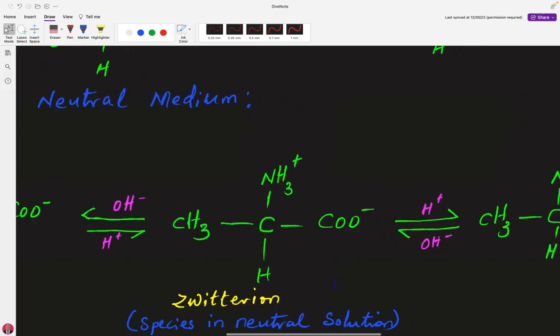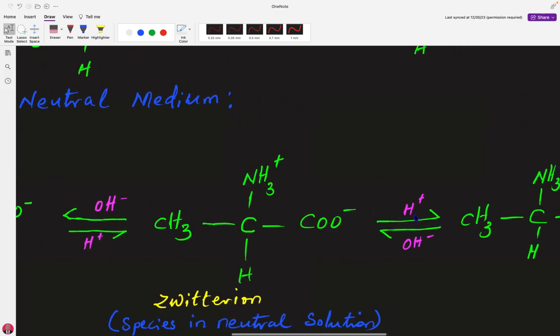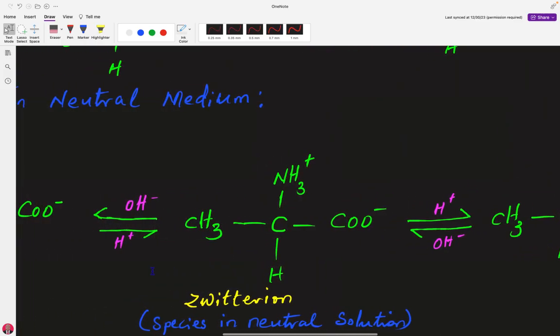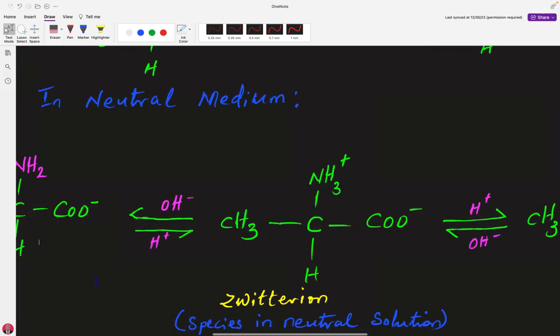Now, in a neutral medium, we have both acid and we have both bases. So in this case, on adding the acid, what happens? This is formed. And on adding the base, what is formed? This is formed. On the other acid, this is formed, just like that. And what would be the structure in a neutral solution? This is the structure here. The zwitter ion is the structure.